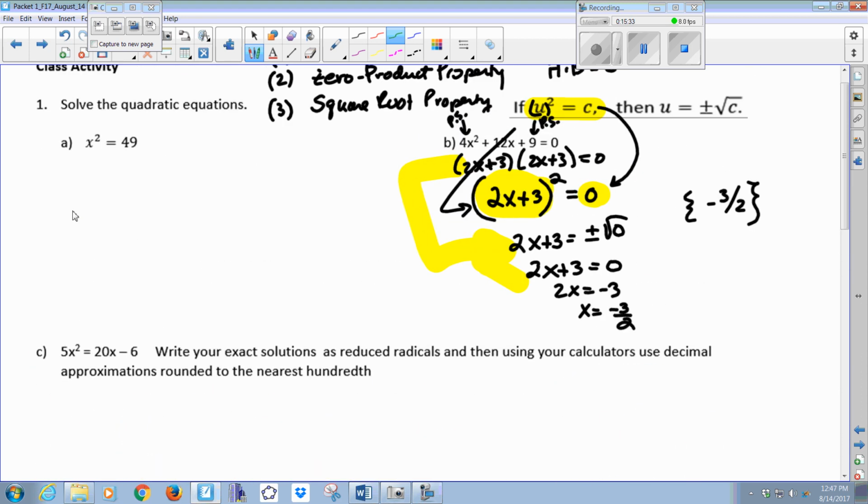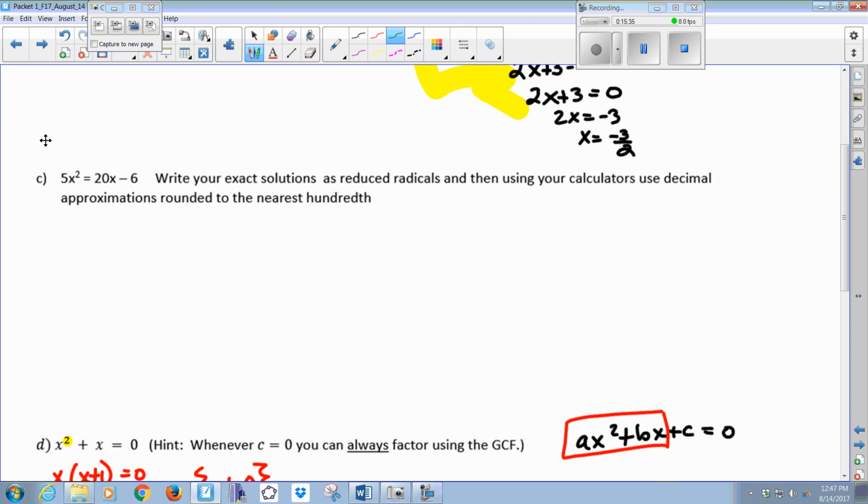All right, so finally here, what do we need to look at? We need to look at C, and it says write your exact solutions and then use your calculator to make a decimal approximation to the nearest hundredth. So what that tells me is that under the square root symbol, I am going to have something that's not a perfect square. So I will have two irrational numbers for the exact solutions, and then I can do an approximation to each.